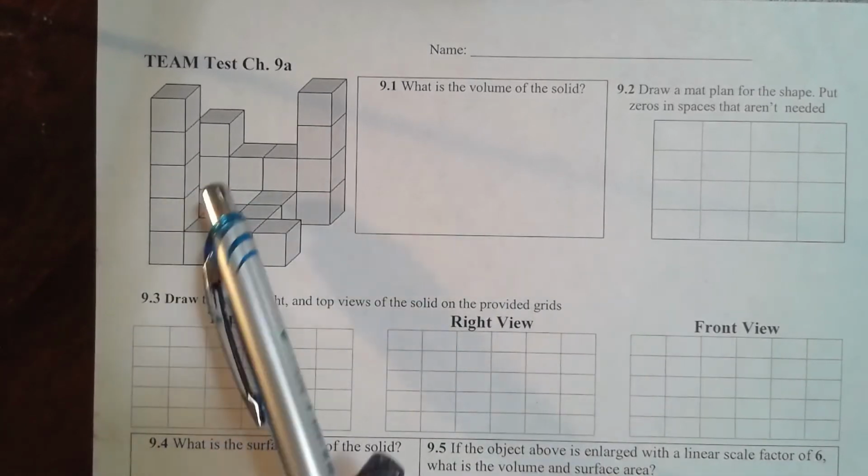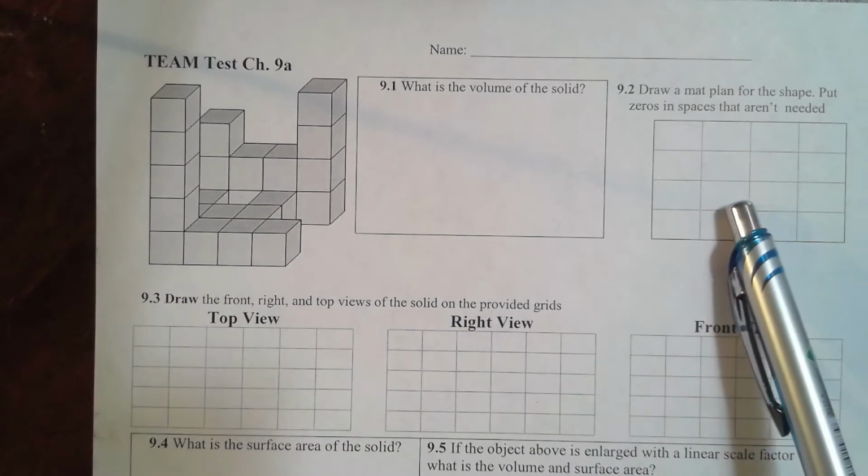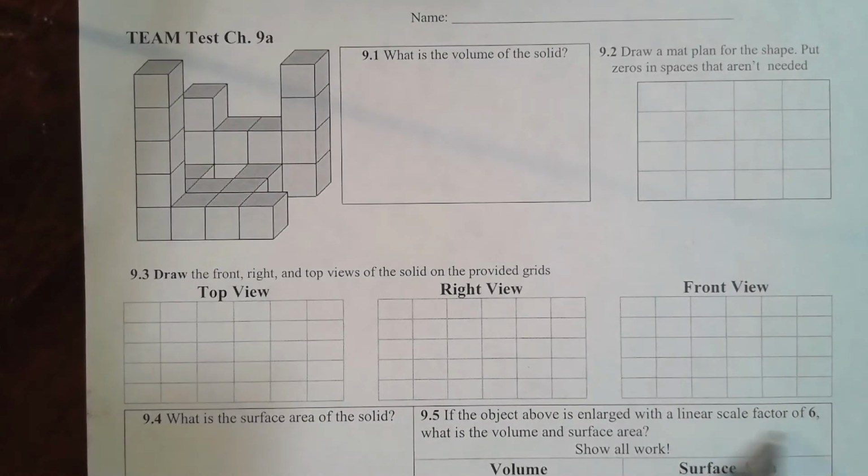So what we're going to do is try to find the volume and the surface area of this object. We're going to need to make a map plan and the top, right, and front views of the object. And we're going to need to discuss what happens if it is made much larger by a power of 6.